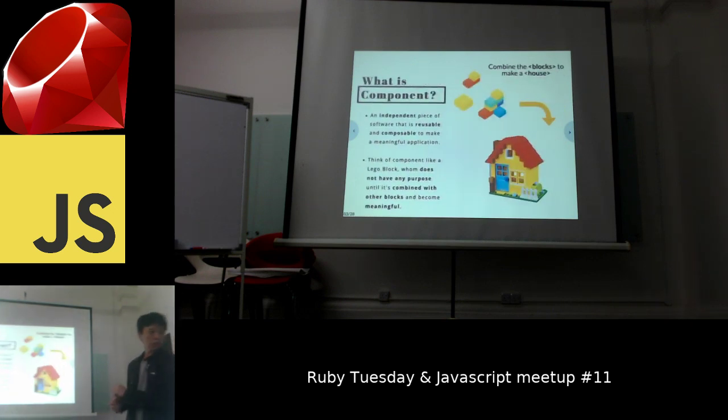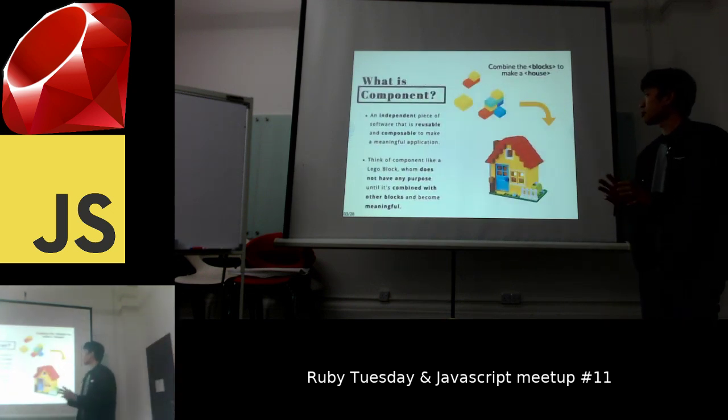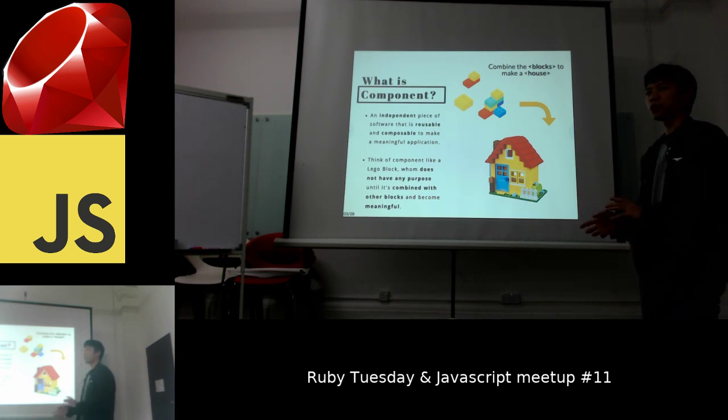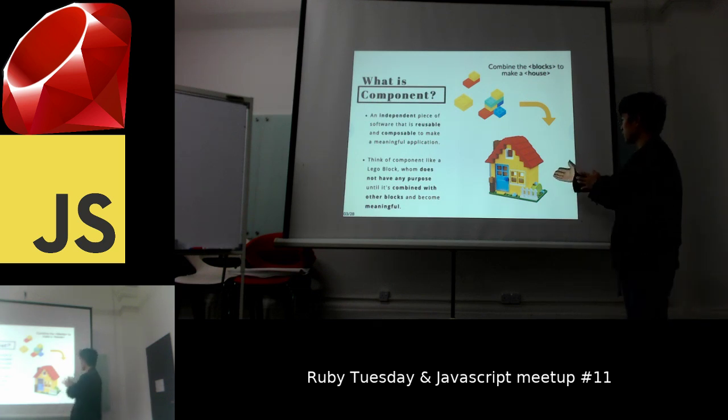Okay, so what is a component? By definition, it's an independent piece of software that is reusable and composable to make a meaningful application. So if we look at this, what should we call it, if you like to name it? It's a house. But how do you determine it as a house? By the door, the roof.